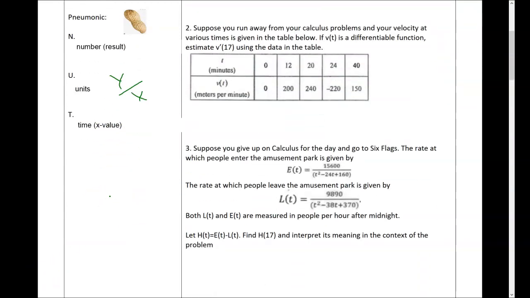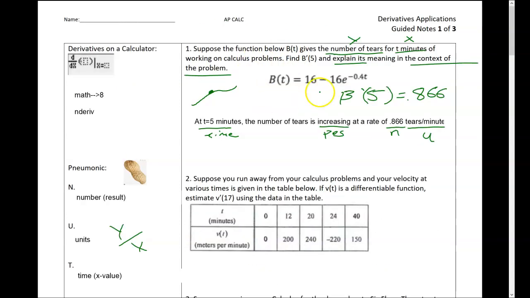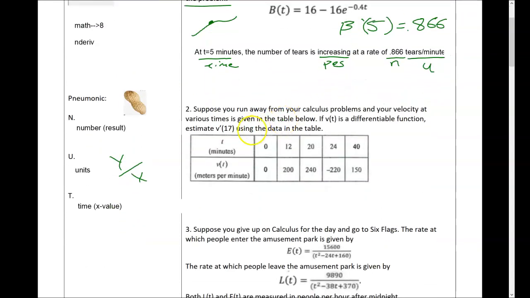So here we have so many tiers that now we're running away from our calculus problems, and we have a velocity function given in the table. Notice we don't have something we can punch into my calculator, but it asked me to estimate v prime of 17. So here we're going to estimate the derivative using the data of the table, and then again interpret it in context.